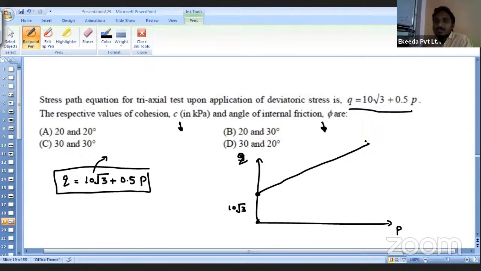So this is nothing but your stress path variation. As of now, we have got this value, so let us assume that this value is nothing but some xi. Now, what do we have to find? For a soil sample, we have to obtain the cohesion value, and also the angle of internal friction.